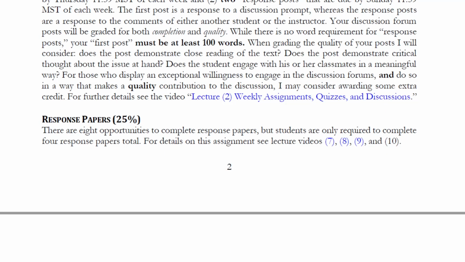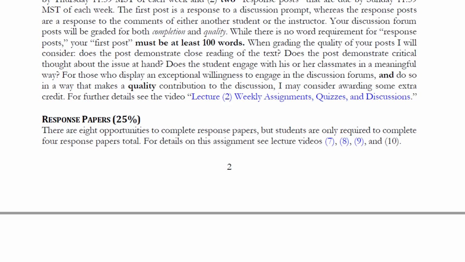The response papers will require you in at least 600 words to first explain an argument from the reading and then to criticize that argument. There are 8 opportunities to complete response papers throughout the course of the semester, but you are only required to complete 4 of these opportunities. And in addition, you are not permitted to complete any more than 4.